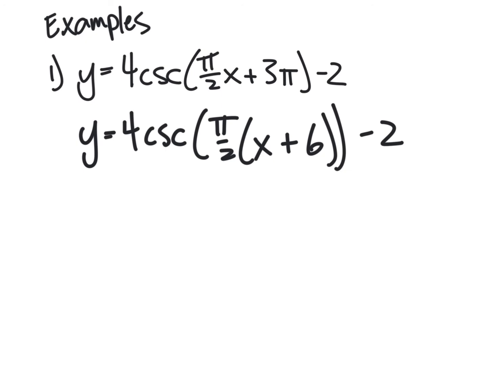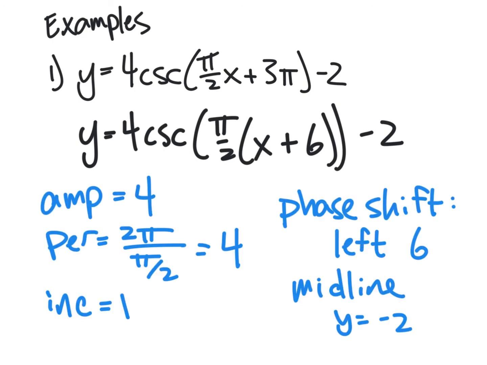And now I'm able to list out all the key information as if this was just the sine function. Such as this function has an amplitude of 4, we can find the period, which would be 4, we know the increments, the phase shift, and the midline. So now we're ready to graph this.